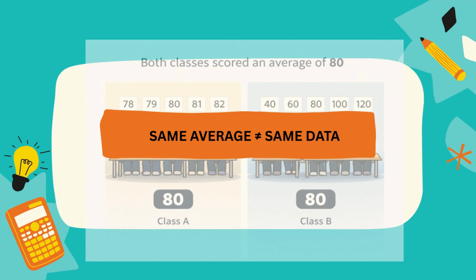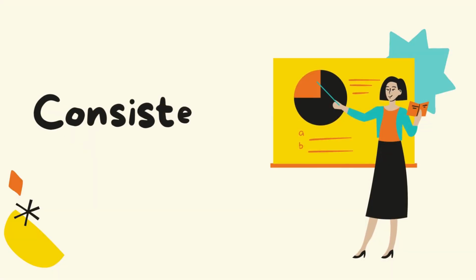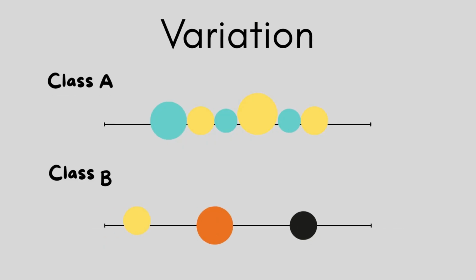The average tells us the center, but it hides something important: consistency. What we need to measure is how far values move away from the average. This distance is called variation.